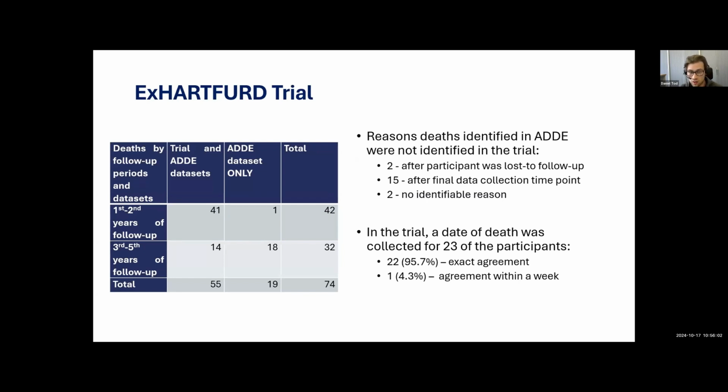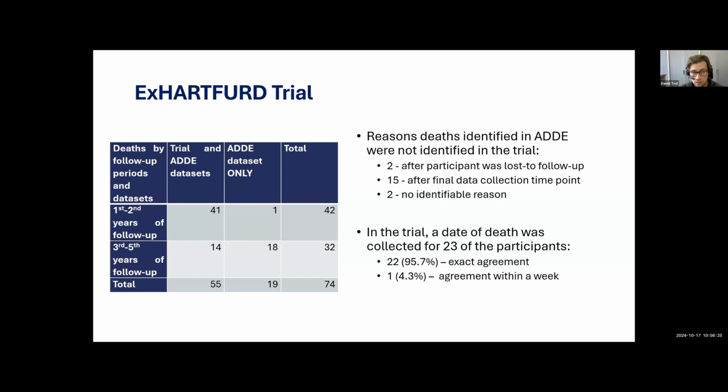So again, I'd like to point out that all deaths during the trial, which is represented by the trial and ADD data sets, were identified in ADD. So again, supporting that the ADD data source, the deaths in SAIL, is good, and identifying the same deaths in the trial. But then ADD also identified additional deaths.